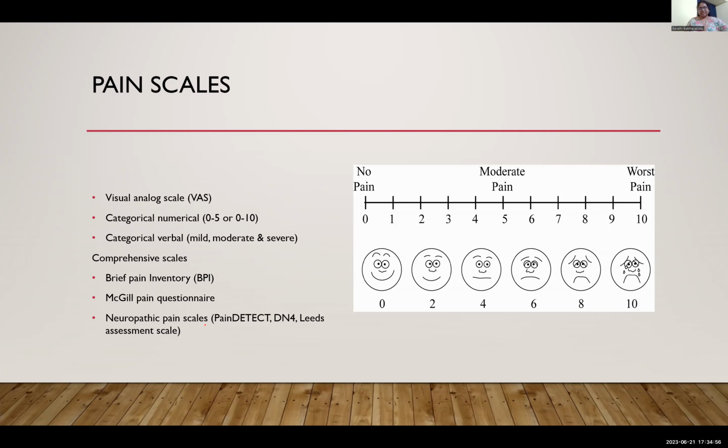And apart from this, numbers alone are not enough, because we are going to see in a couple of minutes that pain is not just physical, right? From the definition itself, we saw it is an unpleasant sensation involving an emotional aspect. So comprehensive pain scales have come up to address the emotional, social and spiritual part of the pain. The brief pain inventory is a very comprehensive scale that covers all aspects of pain. And the McGill pain questionnaire and neuropathic pain scales like PainDETECT and DN4 are specifically designed for diagnosing neuropathic pain. I think you will learn these as you learn about pain management in detail. I'm just giving you an overview of what pain scales are available here.